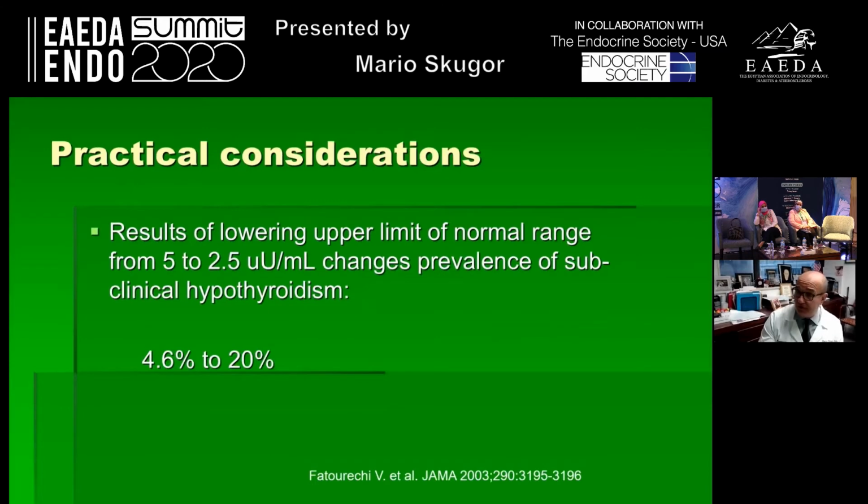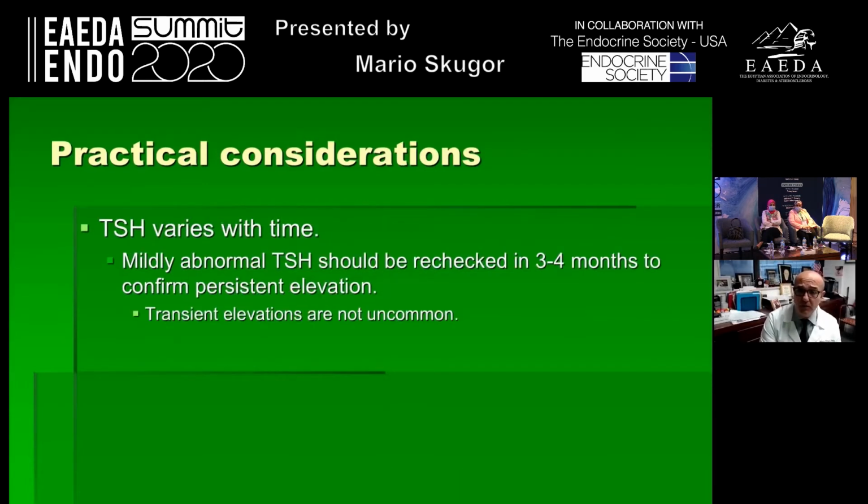But if you do this, there will be some practical considerations. If you lower this from 5 to 2.5, this changes the prevalence of subclinical hypothyroidism from 4.6% to 20% in one of the studies. So that would put a lot of people in this category. So we don't know what is the good way to think about it. Now, TSH does vary over time. If you have an abnormal TSH, you should not jump on it right away. You should recheck it in 3 to 4 months to confirm that the elevation is persistent.